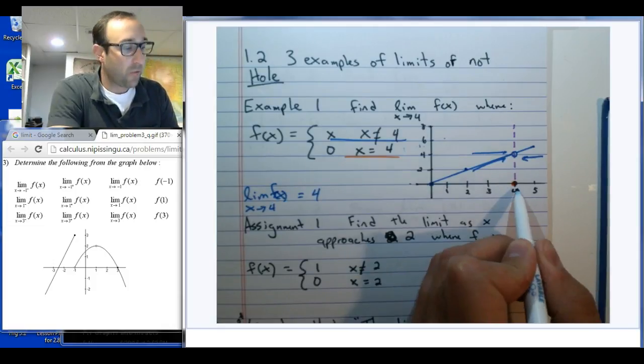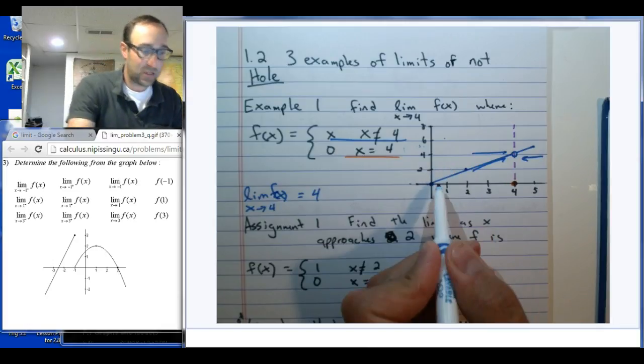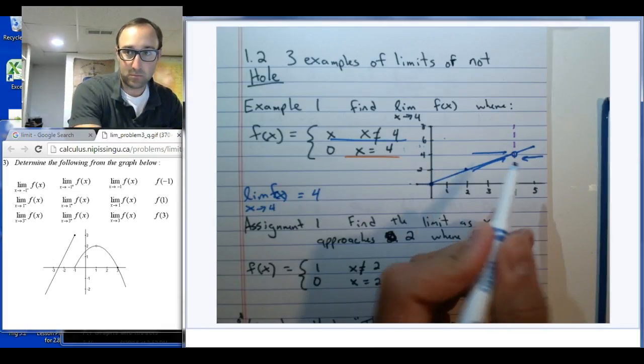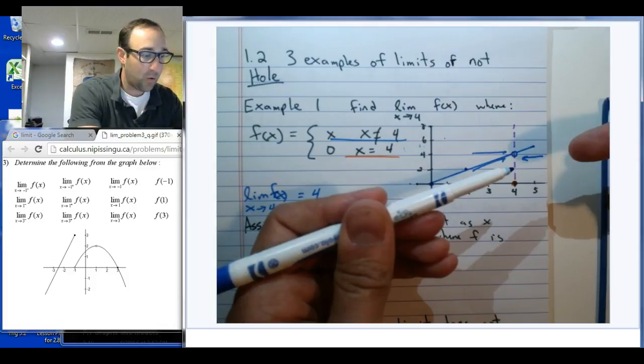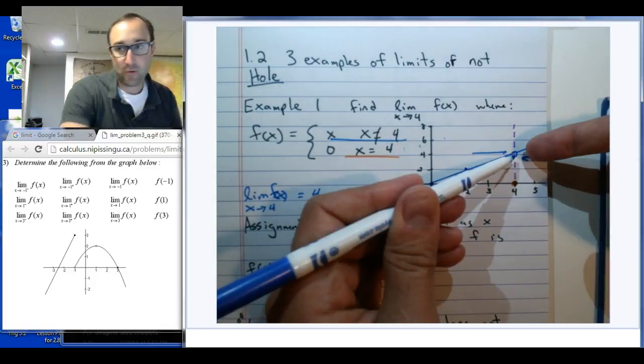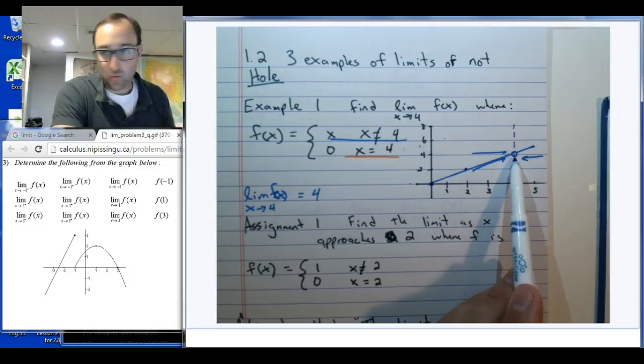So even though f doesn't actually equal that number at x equals 4, we know that it approaches something else. When we get from the left side and to the right side, as we kind of squeeze to the middle, we know that it's going to be right at 4. So we're going to say the limit exists, it's just right there.